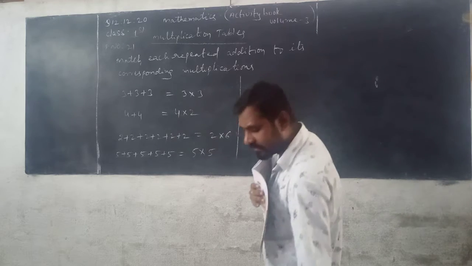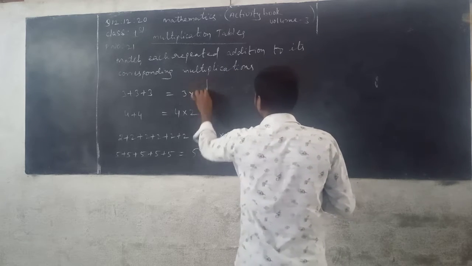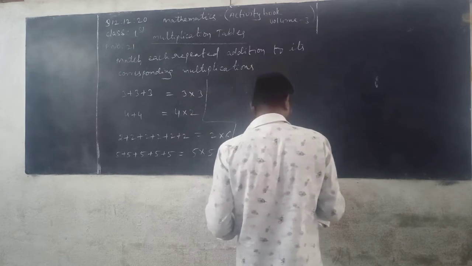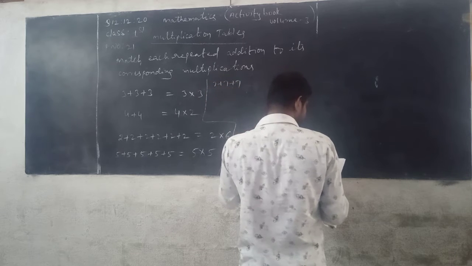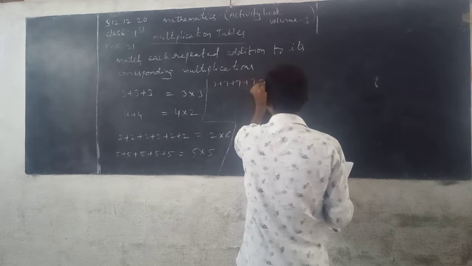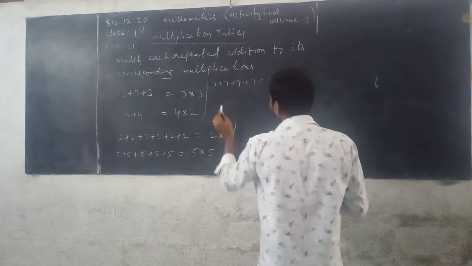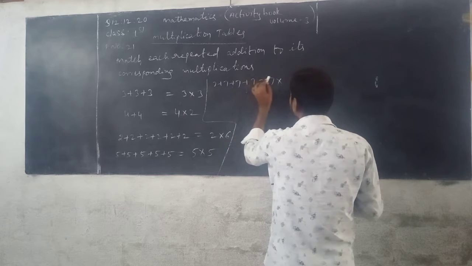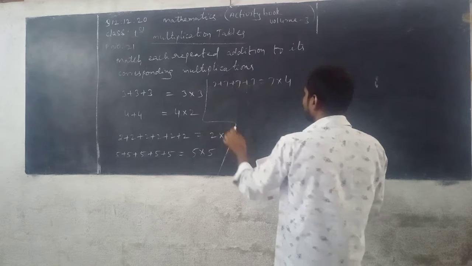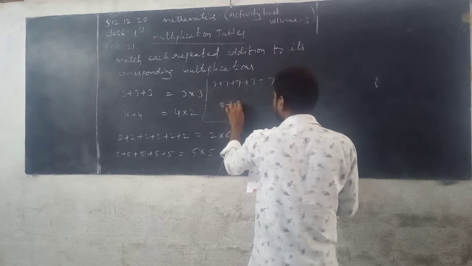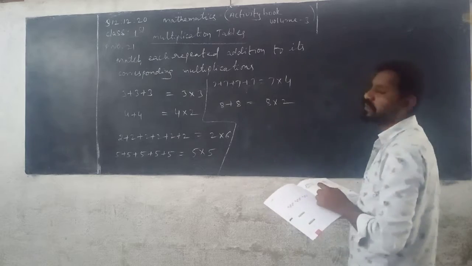Now next, 7 plus 7 plus 7 plus 7. The number is 7. 7 is repeated how many times, beta? Once count: 1, 2, 3, 4. So you can write 7 into 4. Now next, 8 plus 8. The number 8 is repeated only 2 times. Then you can write 8 into 2.